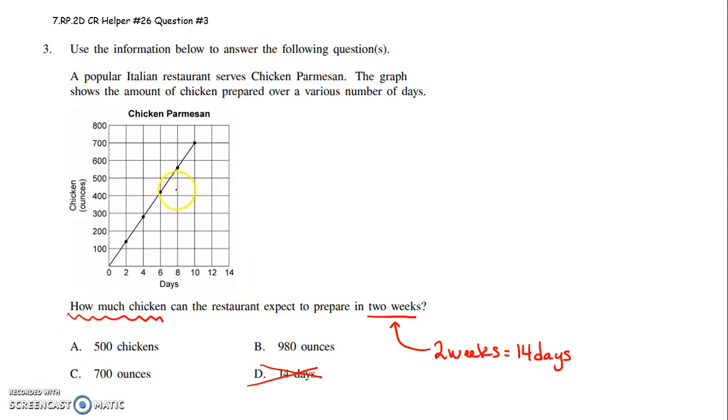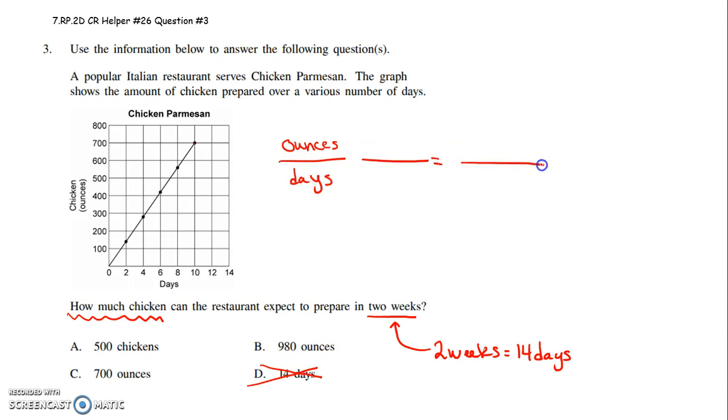Okay. So what I like to look for, you can do anything you want, but what I like to look for is a point on my grid that crosses at a nice grid line. So I can see after 10 days, there's 700 ounces of chicken that have been made. So I'm going to do ounces of chicken over our number of days.